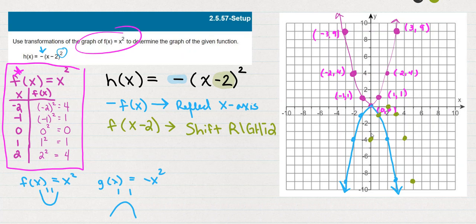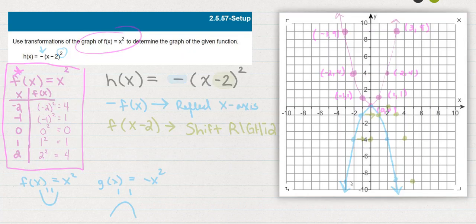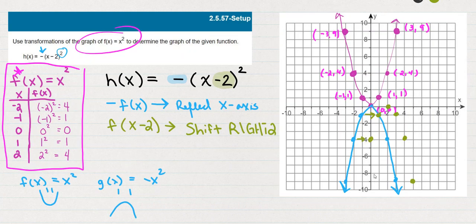Notice that each of the points simply moves right. Oop, don't want to erase the graph. Each of the points moves right 2. Let's talk for just a minute about why it's right 2. Simply put, you want to remember that when we're inside the parentheses, we go opposite. So instead of left 2, we'd go right 2. But here's one way to see it.